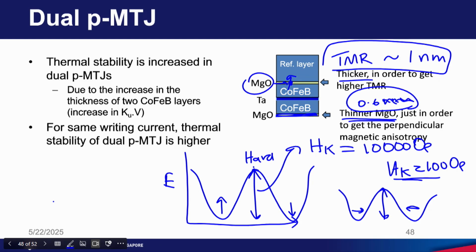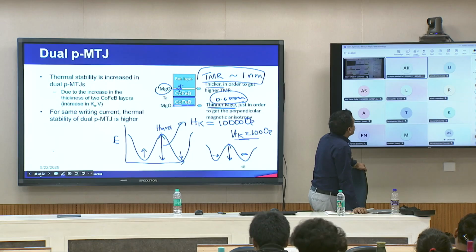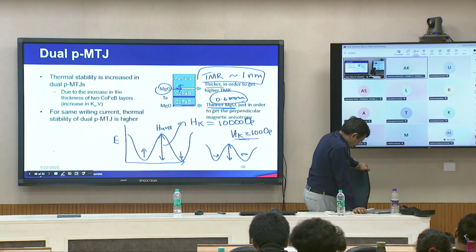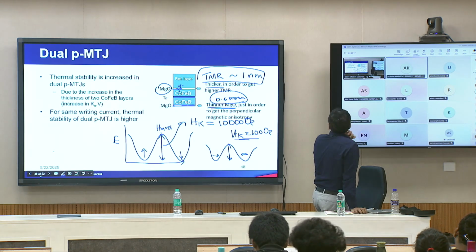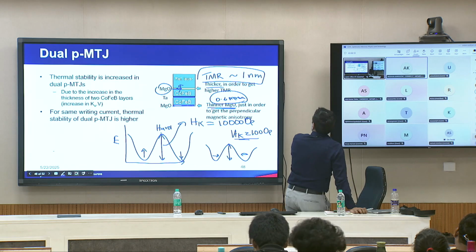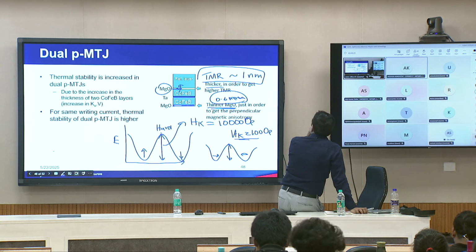Sir, I have one more question. Recent research on dual MTJ gate says that a thinner top MgO barrier is used and a thicker bottom MgO barrier is used in order to maintain the PMA and TMR. So, how is that feasible?